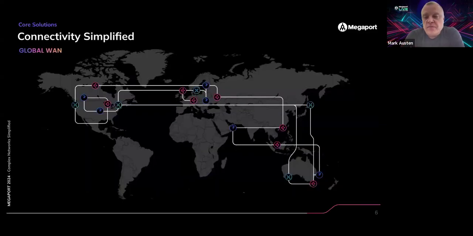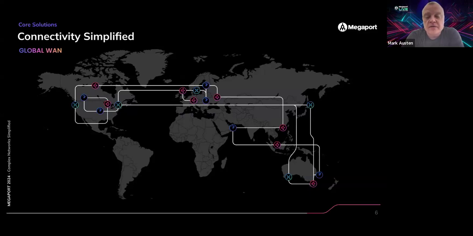So what I'm going to talk a little bit more about today is building out global connectivity using a number of different Megaport products, and we refer to that as global WAN. So given we have a global network extending into 860 data centers globally, we can provide reach into a lot of different global locations.